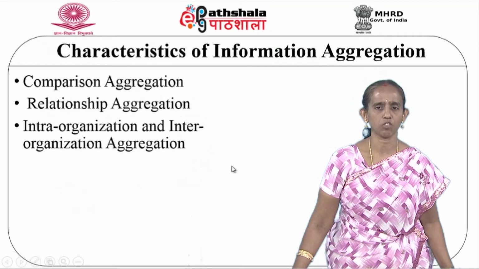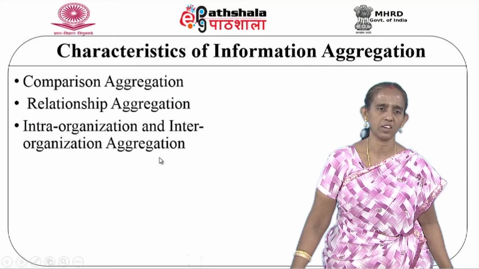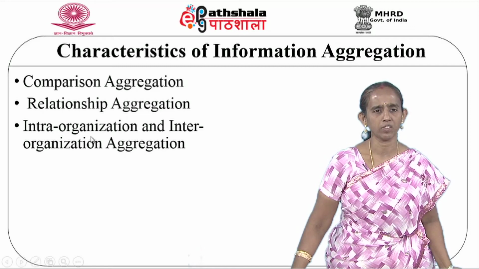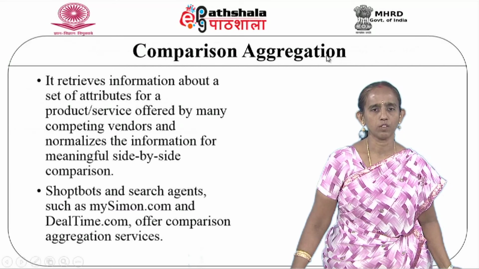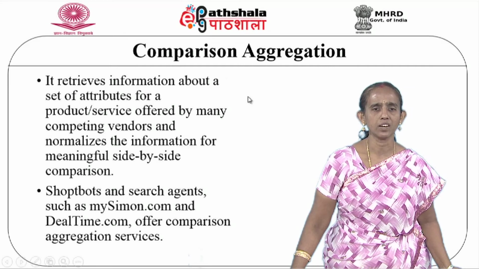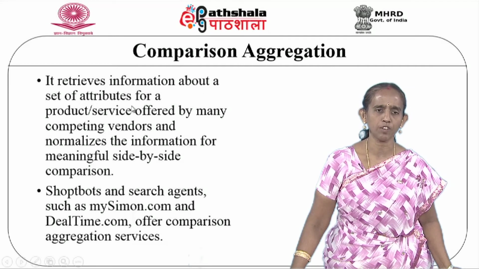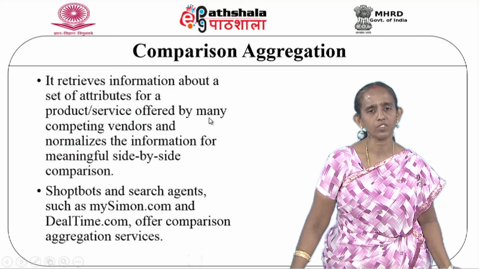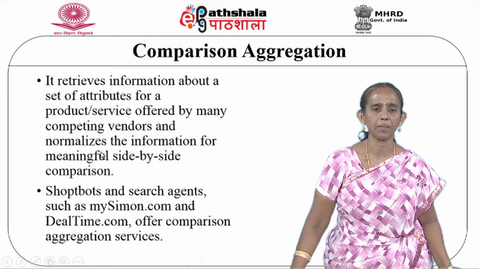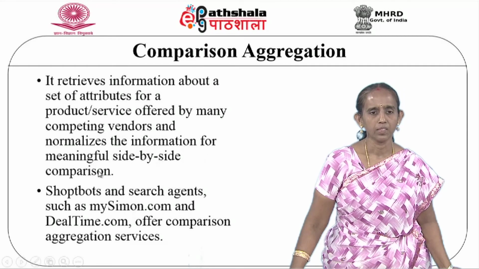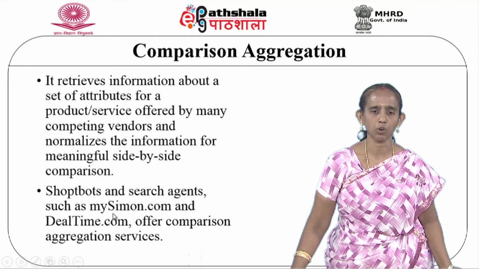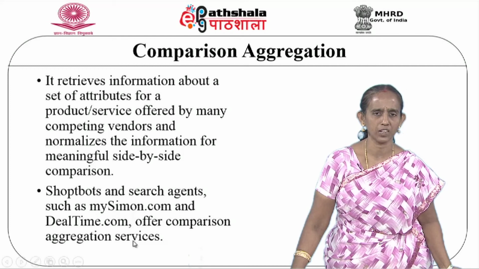Some of the characteristics of information aggregation are comparison aggregation, relationship aggregation, and intra-organization and inter-organization aggregation. So the first one is comparison aggregation. In comparison aggregation, it retrieves information about a set of attributes for a product or a service offered by many competing vendors and normalizes the information for meaningful side-by-side comparison. Shopbots and search agents such as mysimon.com and dealtime.com offer comparison aggregation services.